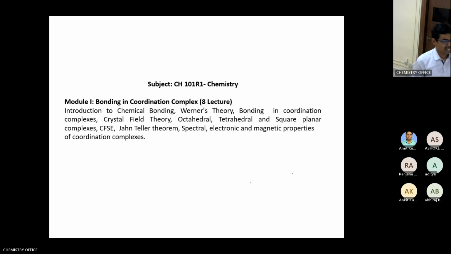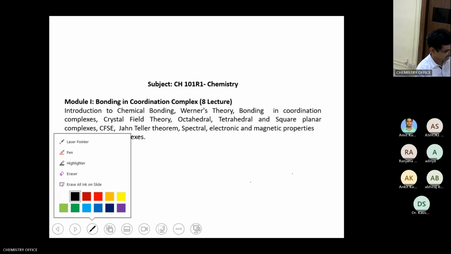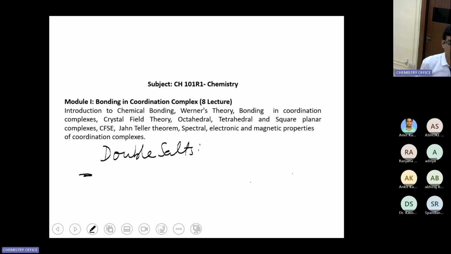Now, let's have a very clear idea about double salts. Double salts are the aggregates of two different simple salts. That means they contain two cations and two different types of anions along with other solvent molecules. Suppose the potash alum, like this molecule.